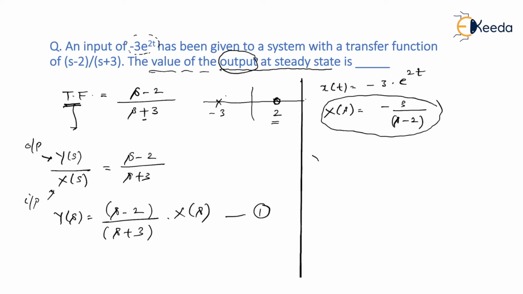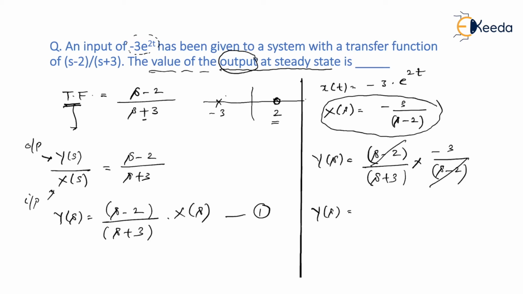So now Y(s) is equal to what? It is (s - 2) divided by (s + 3) multiplied by -3 upon (s - 2). So here (s - 2) will get cancelled. What is remaining is Y(s) equal to -3 upon (s + 3).